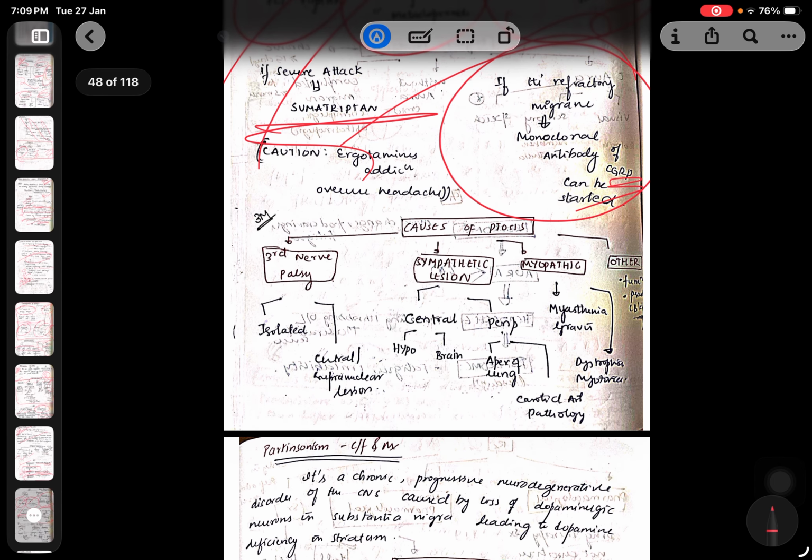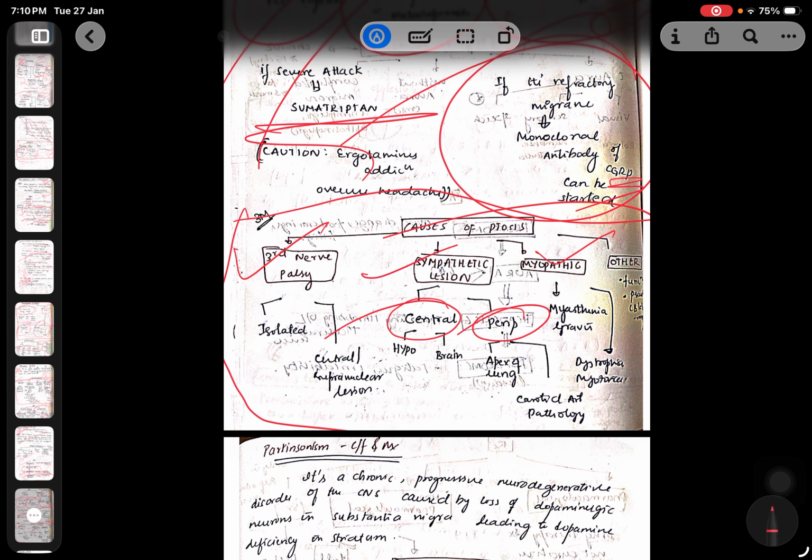Then causes of ptosis, this is what was given in Davidson. I just copied it. Basically you have to know what are the things which maintain the eyelid at the proper stage. So based on that, you need to draw. It might be due to muscle, it might be due to cranial nerve, or it might be due to the sympathetic activity. So based on that, it might be due to a central cause or a peripheral cause.